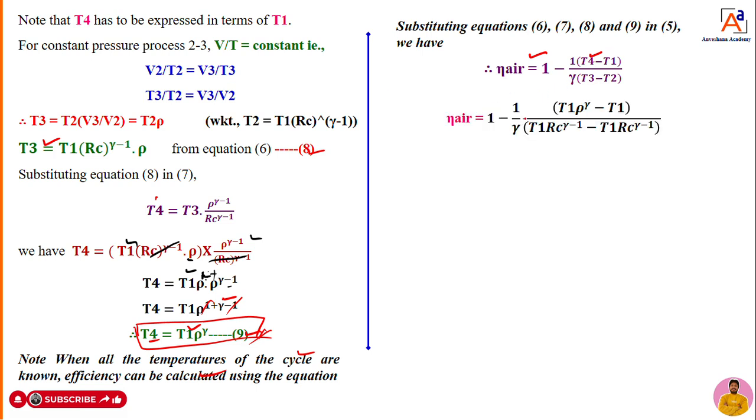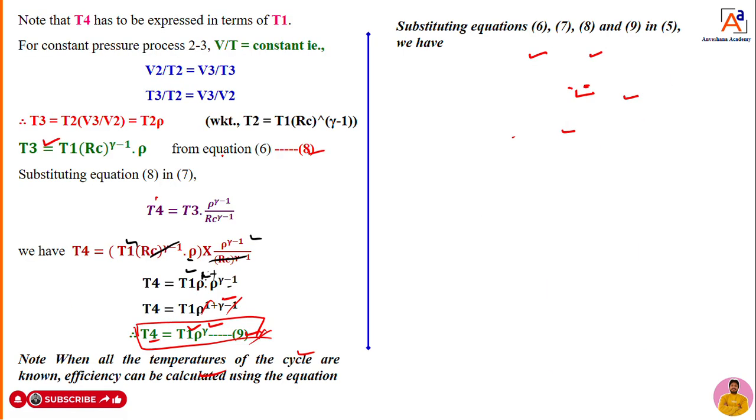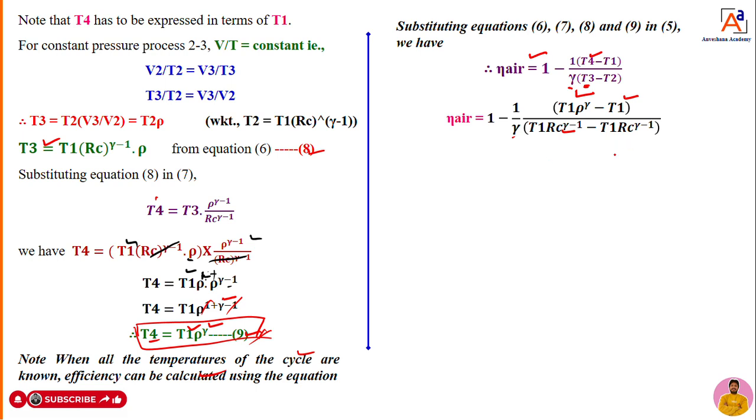Now, 1 minus 1 divided by gamma. What is T4? T4 is T1 into rho to the power of gamma. That I have substituted. T1 is already there in terms of T1 only, so I will keep it as it is, divided by gamma. Next, what is T3? T3 is T1 into RC to the power of gamma minus 1. That I have substituted. Next, what is T2? T2 you have calculated somewhere else. T2 is equal to T1 RC to the power of gamma minus 1. That I will substitute here now.